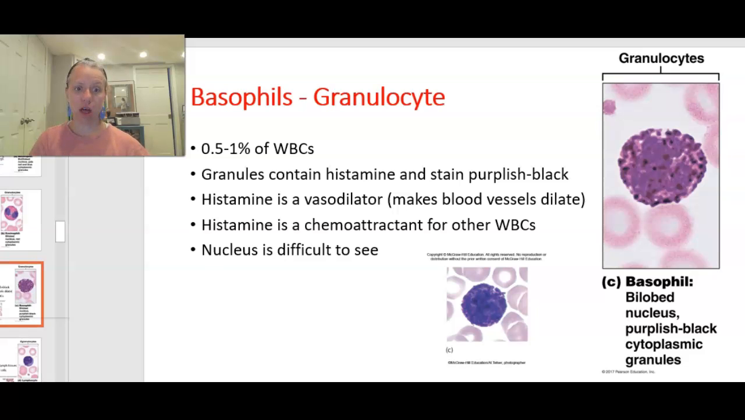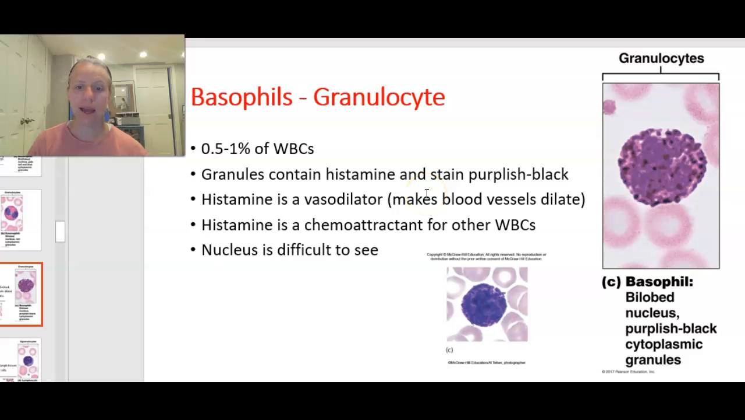Okay, the most rare of all, right? The basophils. Look at basophils. When you look at them, it's hard to even see the nucleus, right? Because their granules stain super, super dark purple, even kind of purplish black, okay? And so these basophils that you see here, their granules are super dark. Those granules are going to contain histamine. And histamine is what we call a vasodilator.